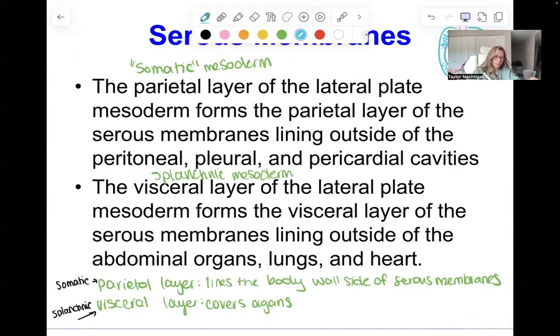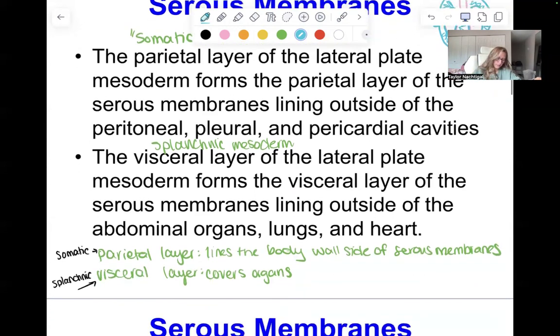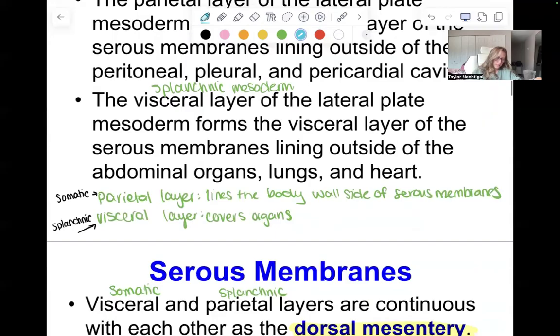Okay, so the somatic mesoderm is going to be this outer layer here. The splanchnic mesoderm is the layer that touches the organ. So one touches the body cavity wall, one touches the organ directly. That's what this is saying down here.